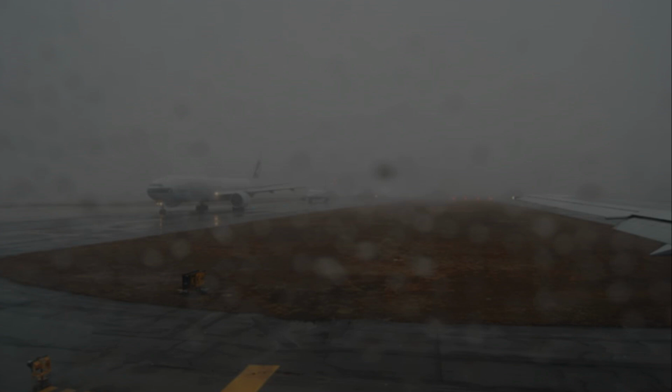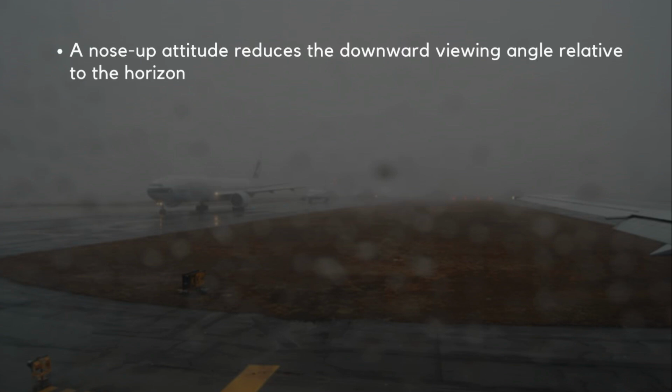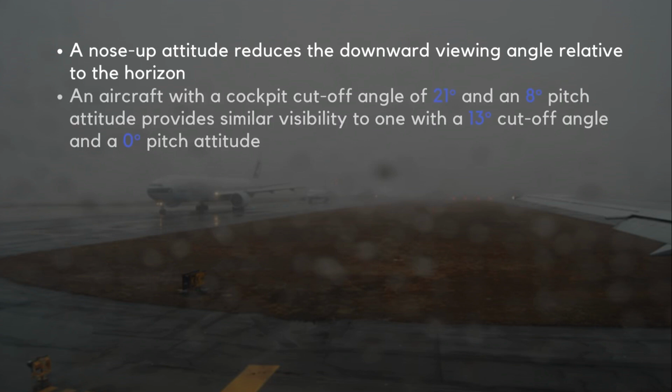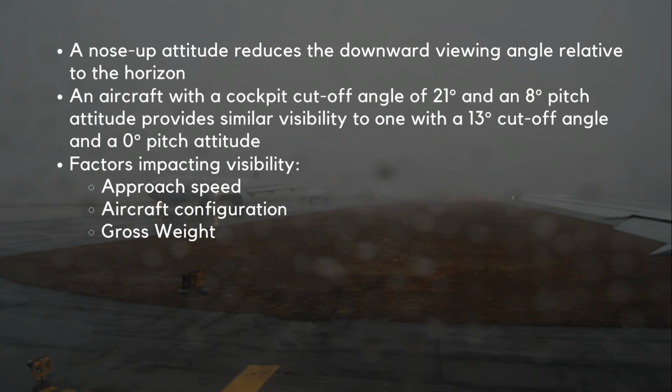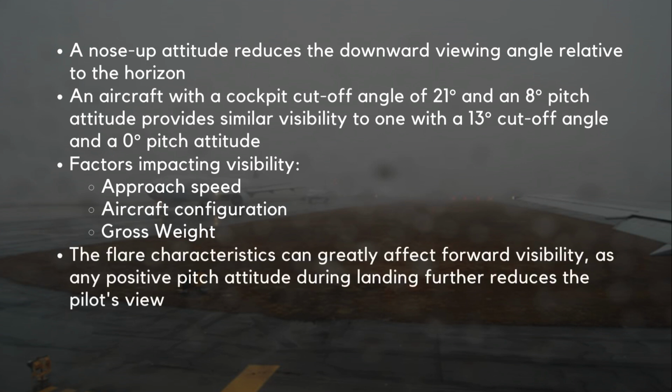Aerodynamic design plays a significant role in visibility during final approach, flare, and landing. A nose-up attitude reduces the downward viewing angle relative to the horizon. For example, an aircraft with a cockpit cutoff angle of 21 degrees and an 8-degree pitch attitude provides similar visibility to one with a 13-degree cutoff angle and a 0-degree pitch attitude. Factors such as approach speed, aircraft configuration, and gross weight also impact visibility. Furthermore, the flare characteristics of an aircraft can greatly affect forward visibility, as any positive pitch attitude during landing further reduces the pilot's view.